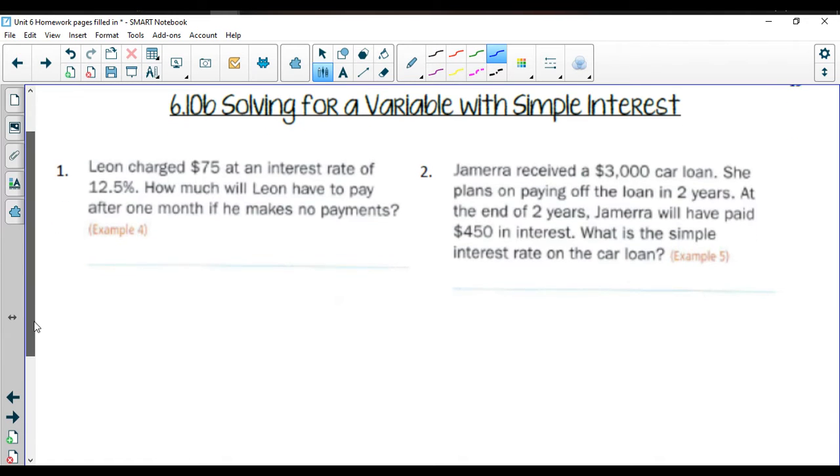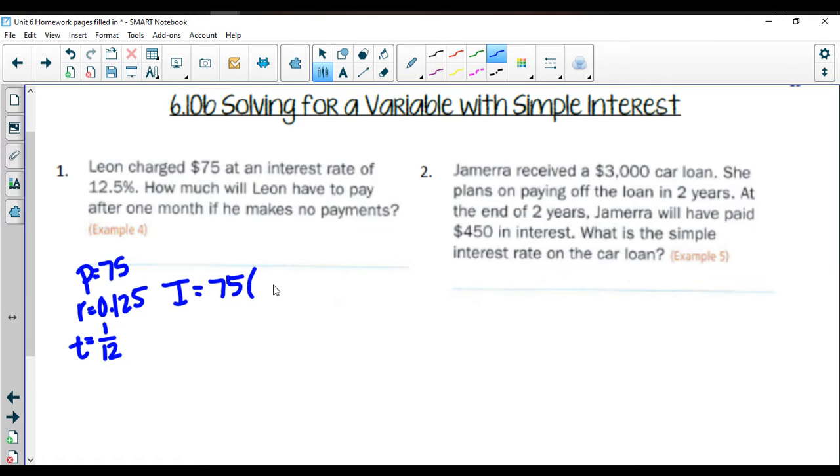working backwards here. Leon charged $75, so that's his principal, at an interest rate of 12.5%. How much will Leon have to pay after 1 month if he makes no payments? So his time is going to be 1 month, so 1/12. So his interest is going to be $75 times 0.125 times 1/12.